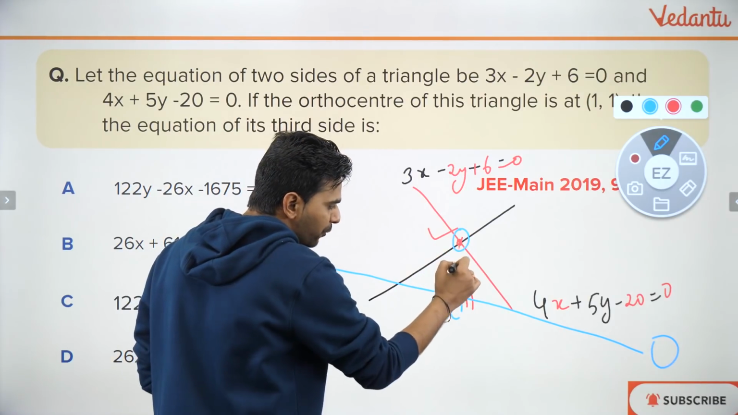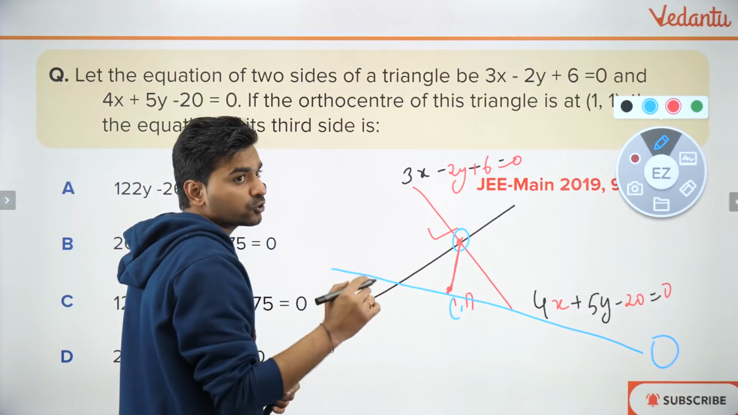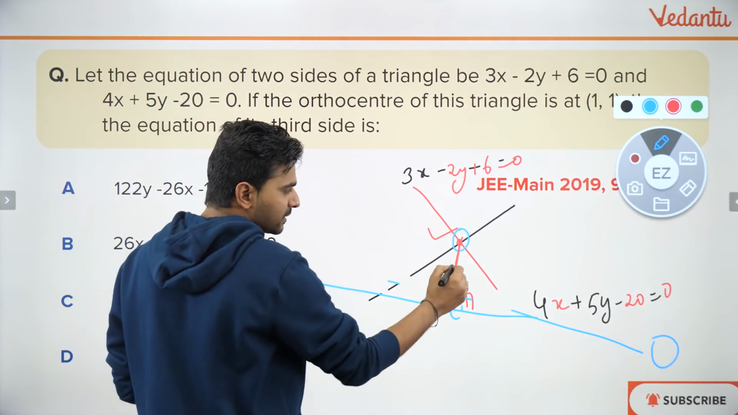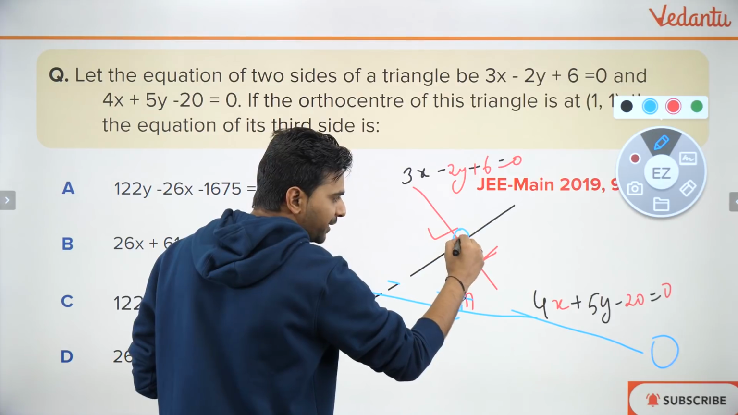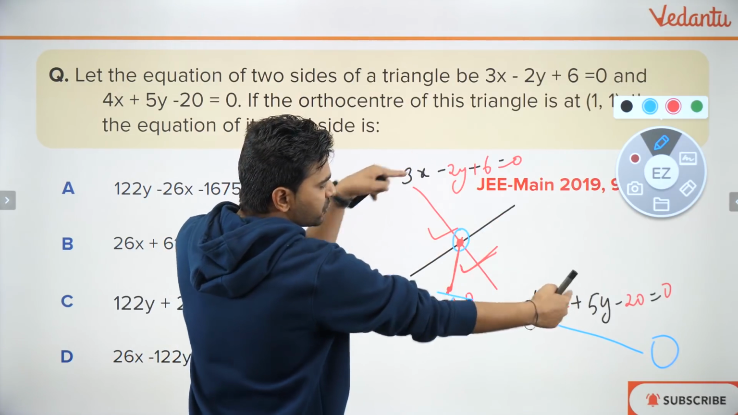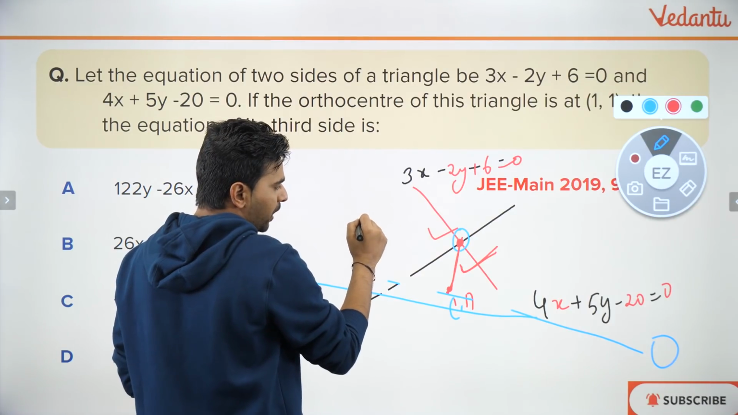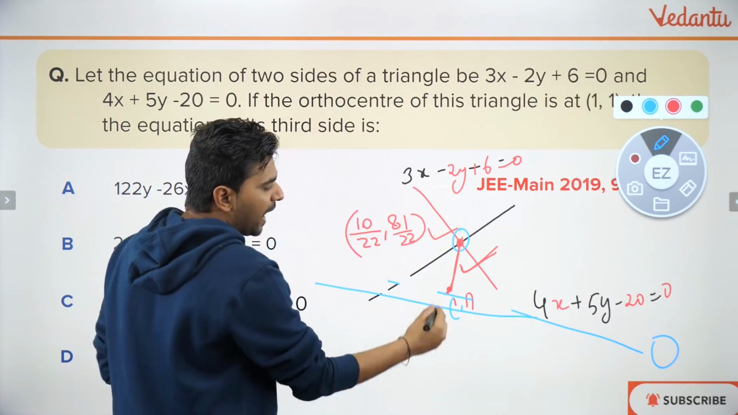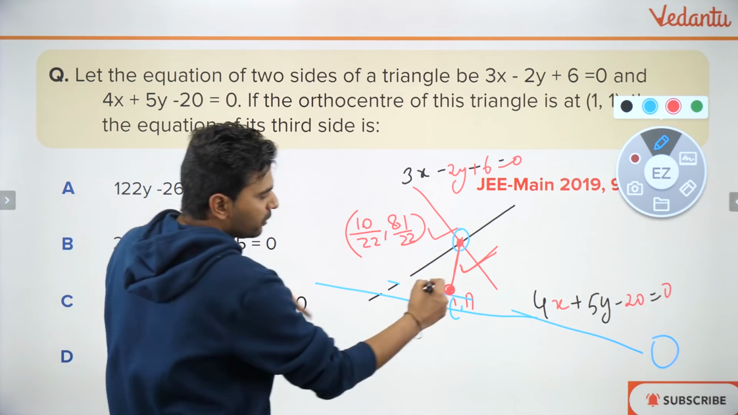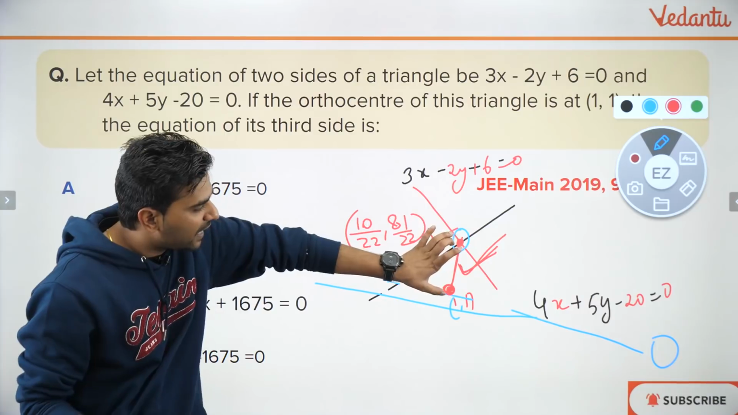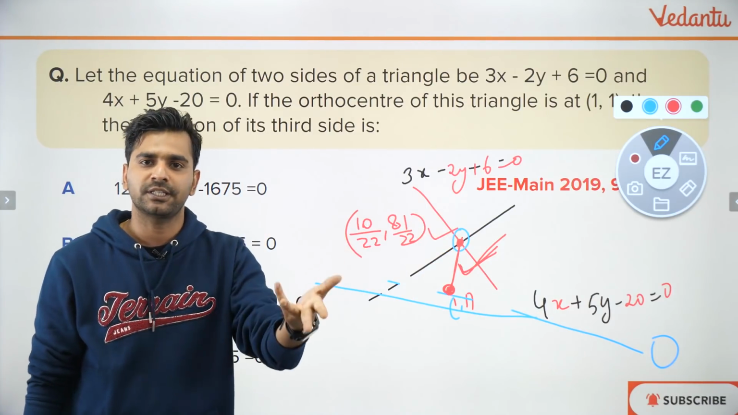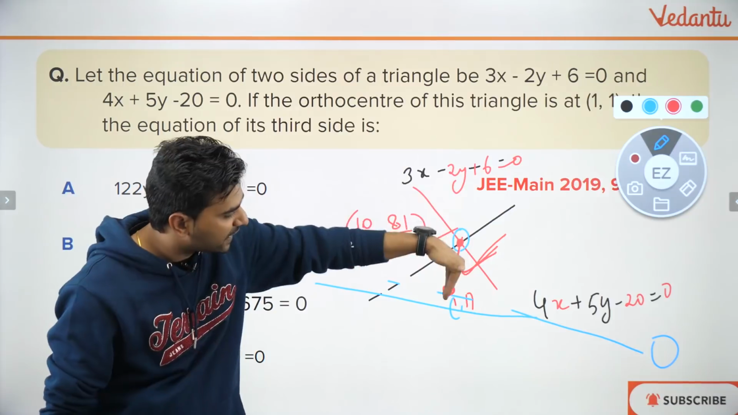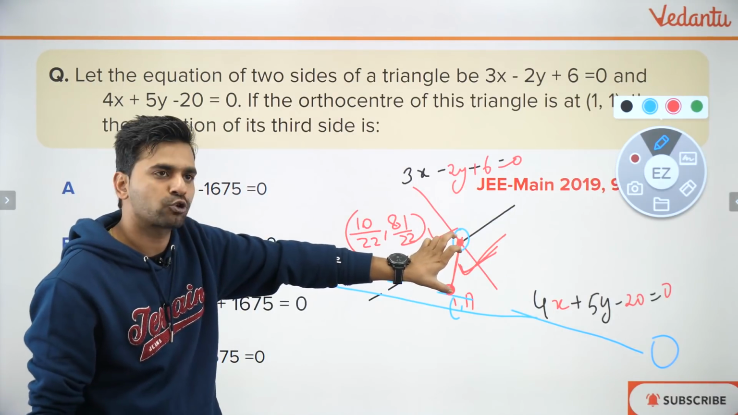Now, from this, I know that if I join any vertex to the orthocenter, it has to be perpendicular to the third side as well. So let's say if my blue line is going like this, I can find out the slope of this line, the point joining, the point which I find out from the intersection of this and this, which will be coming, I think 10 by 22, comma 81 by 22. This will be coming the point of intersection of these two lines, right? I know the orthocenter is given to me 1, 1. I can find out the slope of this line. Now I know that this red line and this blue line are perpendicular to each other, right? Because the orthocenter lies on the altitude, right? Yes. So I know that this red line and this blue line will be perpendicular. So I can find out the slope of this red line.